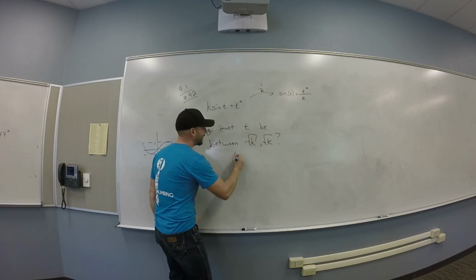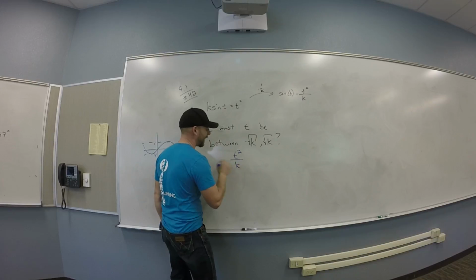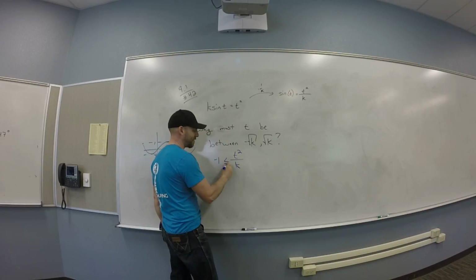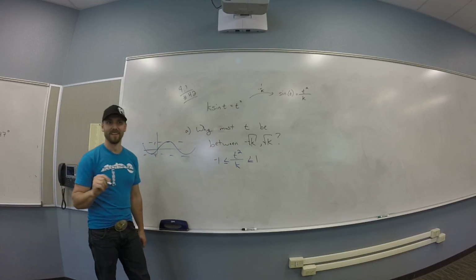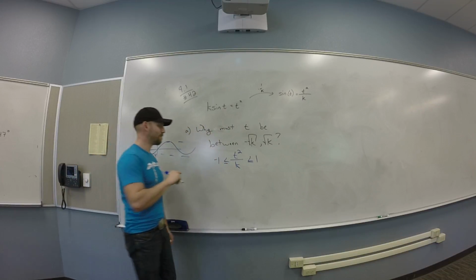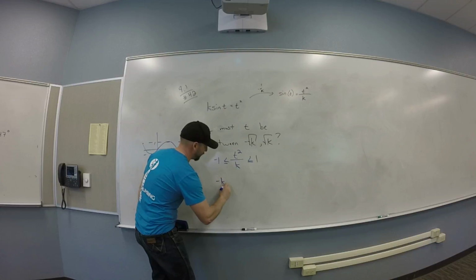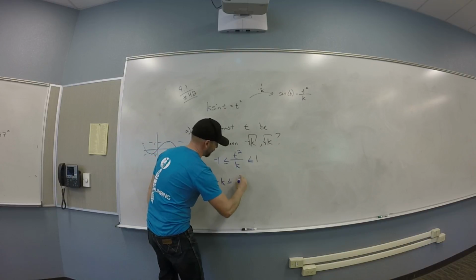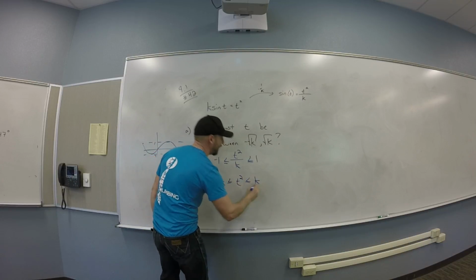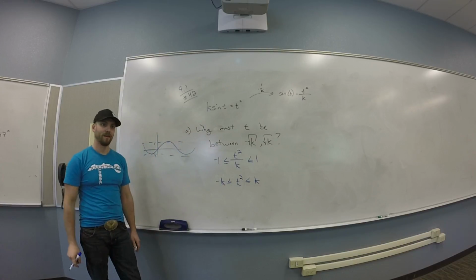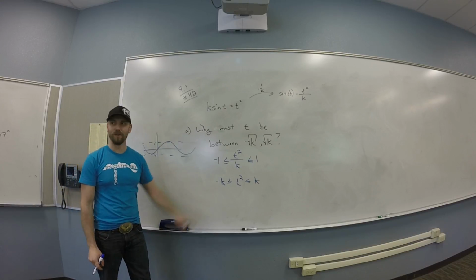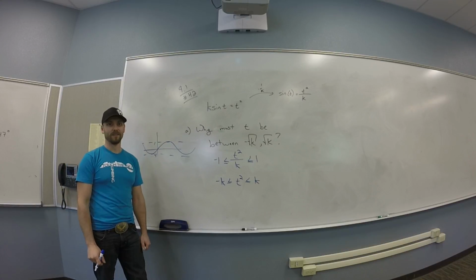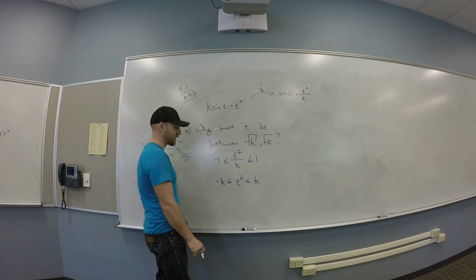So what I know is that t squared over k has to be bigger than minus 1 and smaller than positive 1, right? So if you multiply everything by k, you get minus k has to be smaller than t squared, has to be smaller than k. Well, there it is. Then you square root everything, and that gets a little weird. The square root's not defined for negative things, right? So you just assume k is positive, right?